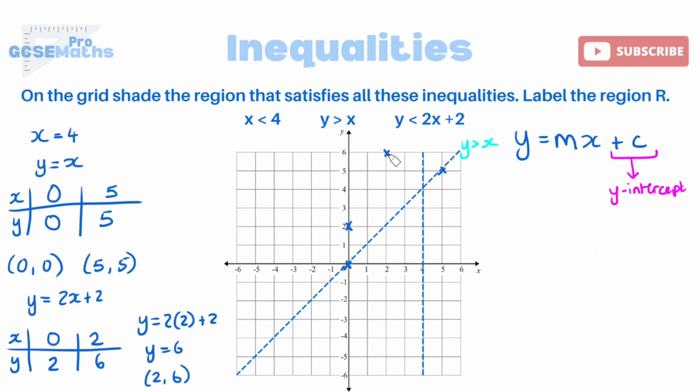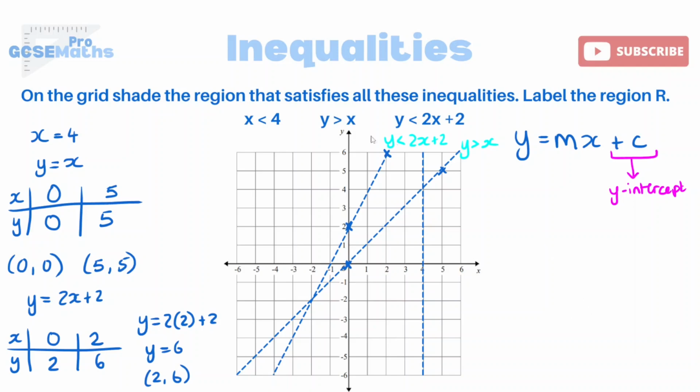And now, again, I'm going to join it with a dotted line, or a dashed line, because it's not exactly equal to, is it? It's just less than that. Okay, and label that one as well, just so we know which is which. Y is less than 2x plus 2. If you even just get this far, this is just plotting straight line graphs, you're going to get 2 out of 3 marks. That's the majority of the marks, okay?